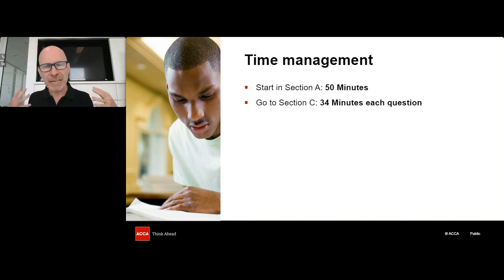And if it's incomplete, that's not a problem in section C. You don't get a mark for the final answer. They mark you step by step. So section A, then to C.